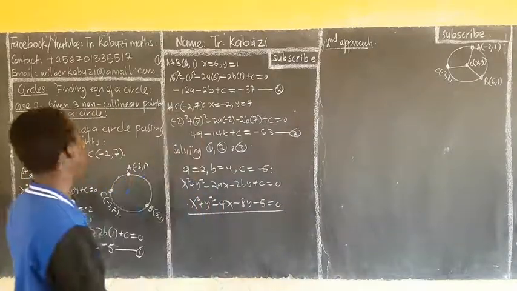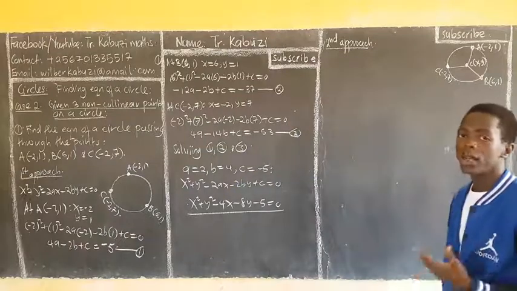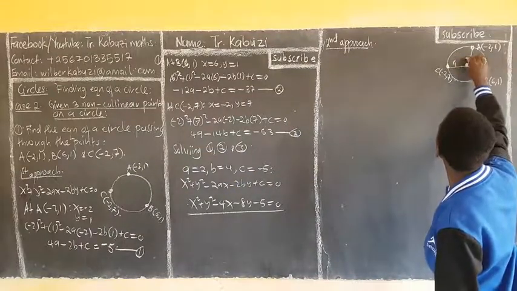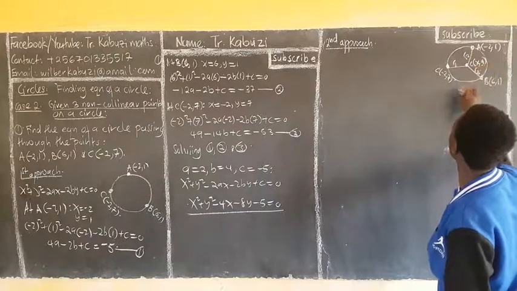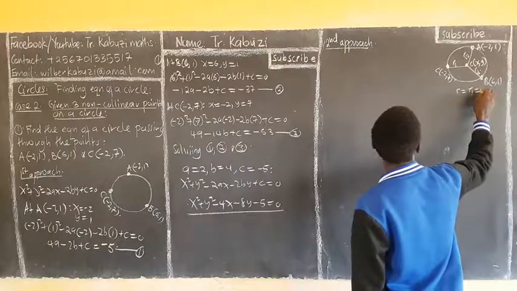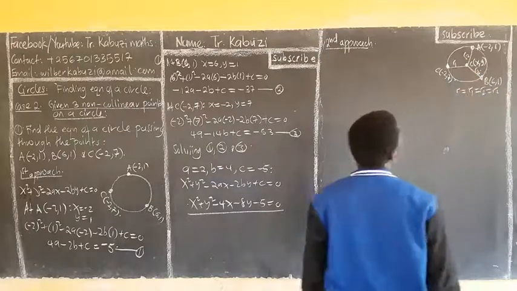Now, this was the first approach. When we come to the second approach, here we are going to use the idea of radius. This one is going to be radius 1, this one is radius 2, and this one is radius 3. But know that all of them are equal to the radius of that circle.